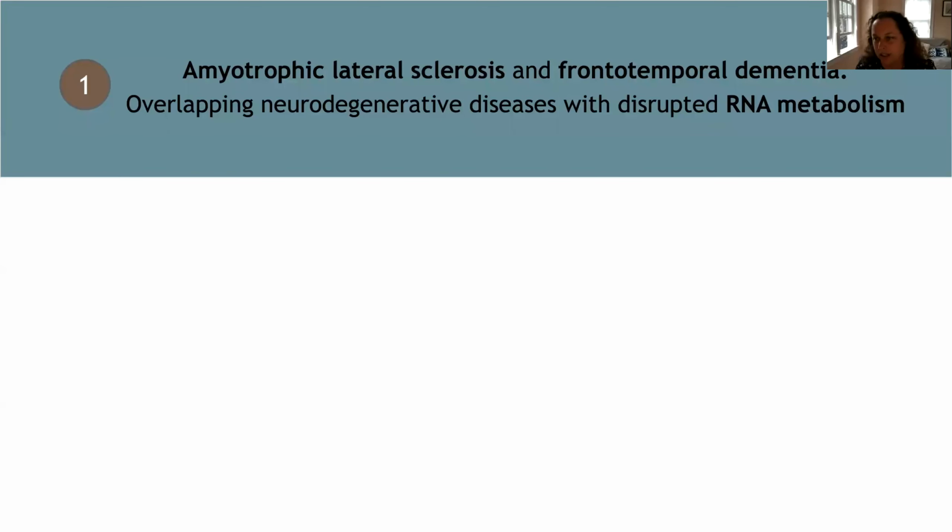Disruption of RNA metabolism has become a central disease mechanism since the identification of TDP43, an RNA binding protein, as a major protein that is aggregated in both ALS and FTD.